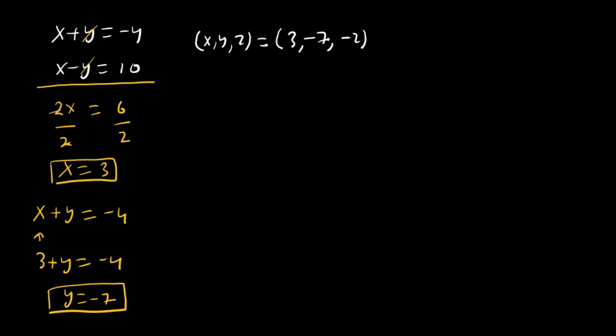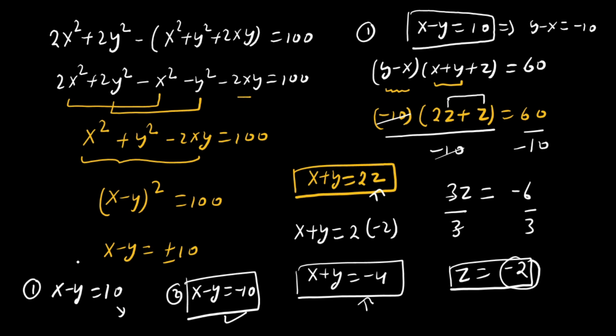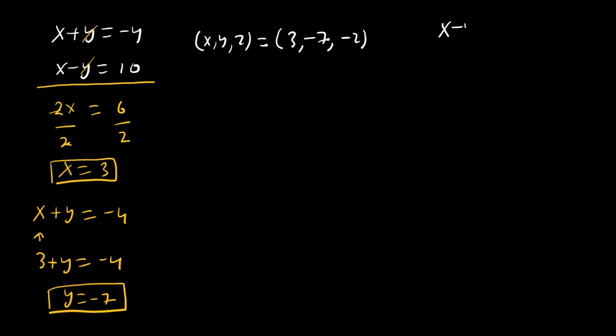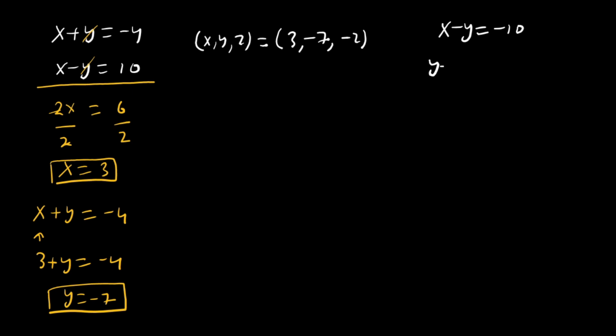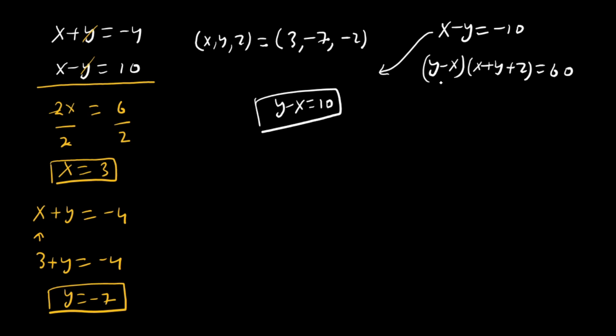Now solve case second. Case second is x minus y is equal to minus 10, and we know that y minus x times x plus y plus z is equal to 60. Here x minus y is equal to minus 10. This implies y minus x is equal to 10. Then this y minus x is replaced by 10, then here 10 times x plus y plus z.